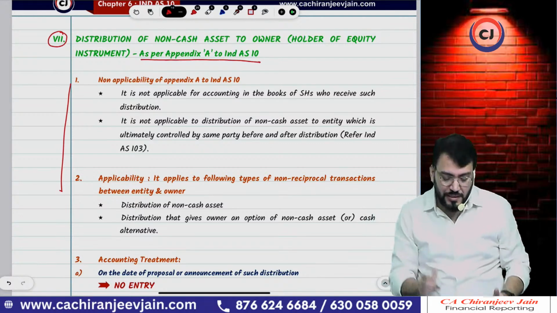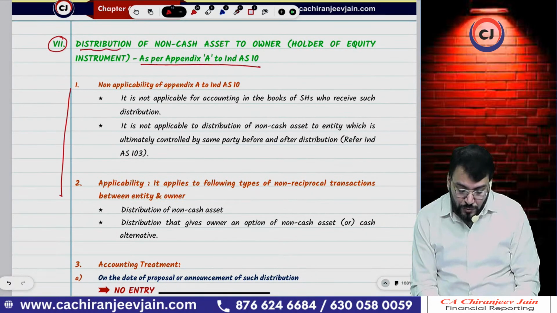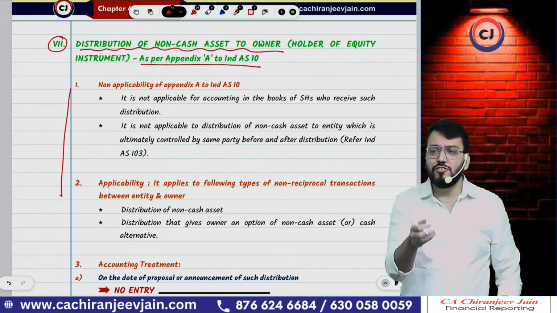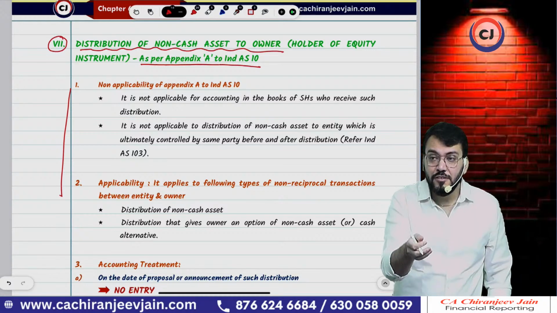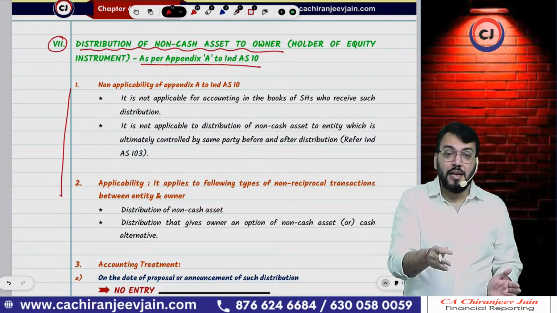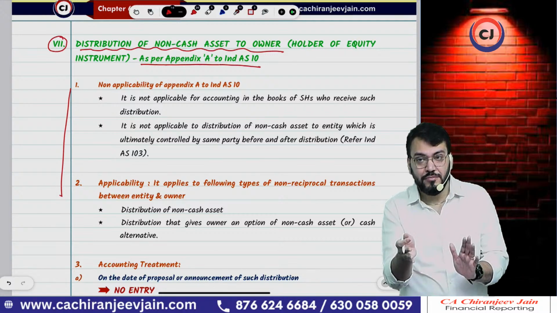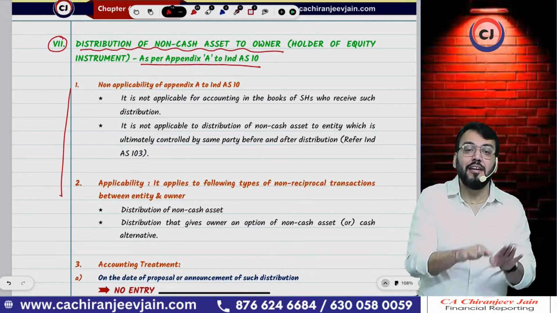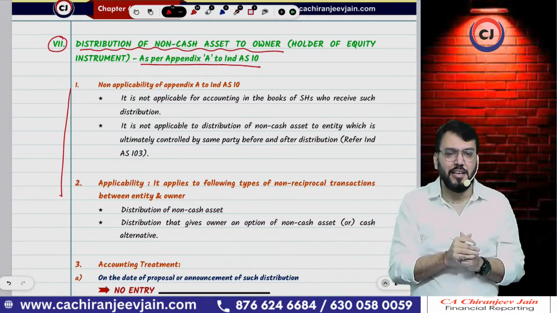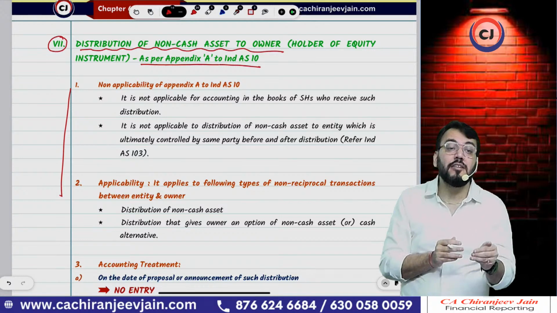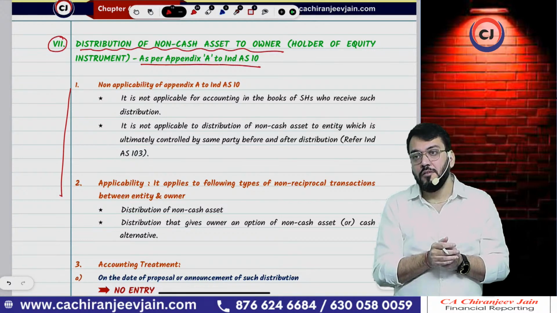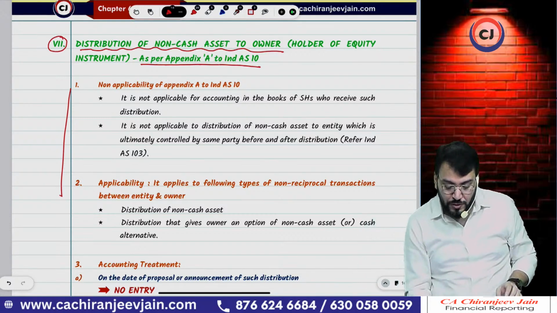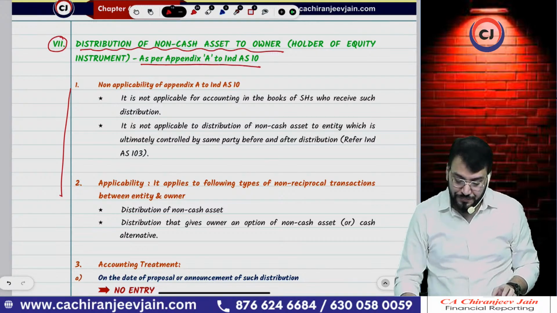And therefore, let us understand. So the topic is what? Distribution of non-cash asset to the owner. Means when I say dividend, dividend is nothing but distribution of cash to the owner. So sometimes an entity may distribute non-cash asset to the owner. So what will be the accounting treatment for that? For that, Ind AS was silent, means IFRS was silent, and therefore some interpretation was required. That interpretation has now become the appendix. Have you understood the topic? Distribution of non-cash asset to the owner.